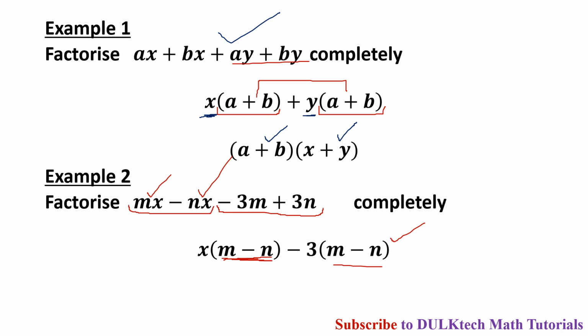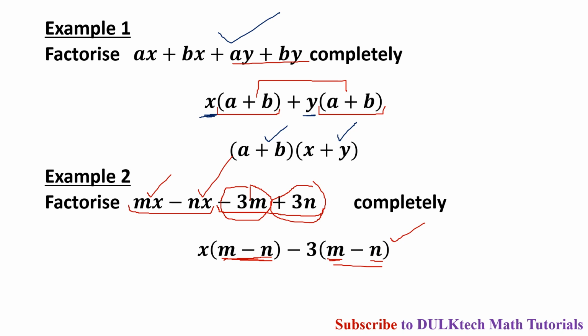If we take out minus 3, we remain with m here, because after taking out minus 3, we divided the whole of this one by minus 3. So we remain with m. Then if we divide this one by minus 3, we remain with minus n like this.